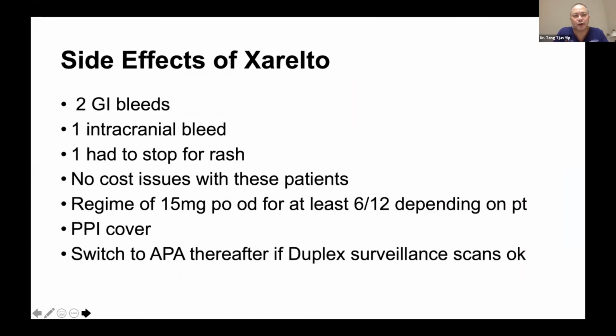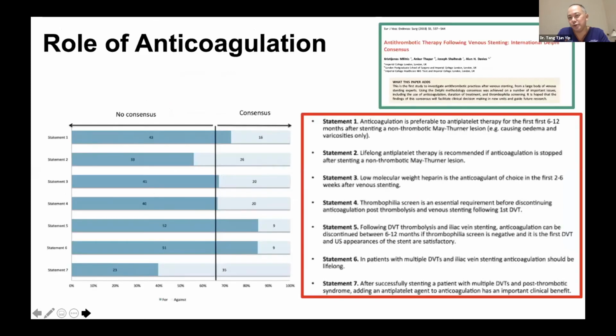For this series, we had only 2 GI bleeds and 1 intracranial bleed. And since we started the deep venous program at SGH, over a couple of 2.5 years ago, we've done about 170 of these cases, all going on to some degree of anticoagulation and with very few side effects from the Xarelto. For the NIVLs, after 6 months, I will tend to switch them to an antiplatelet agent for life. For those who are on for PTS, I'll keep it at least for a year. For those with a thrombophilia, I'll keep them obviously for lifelong.